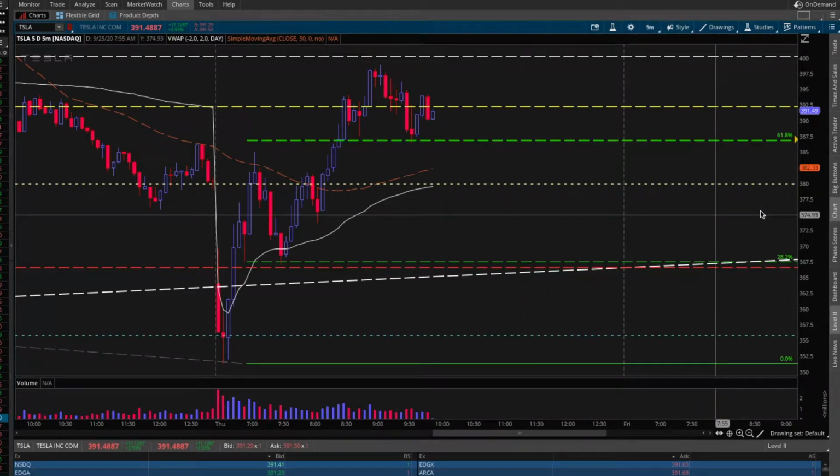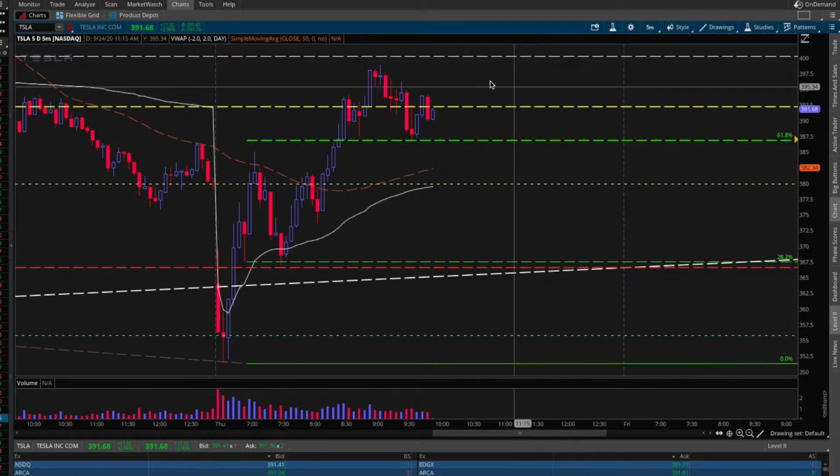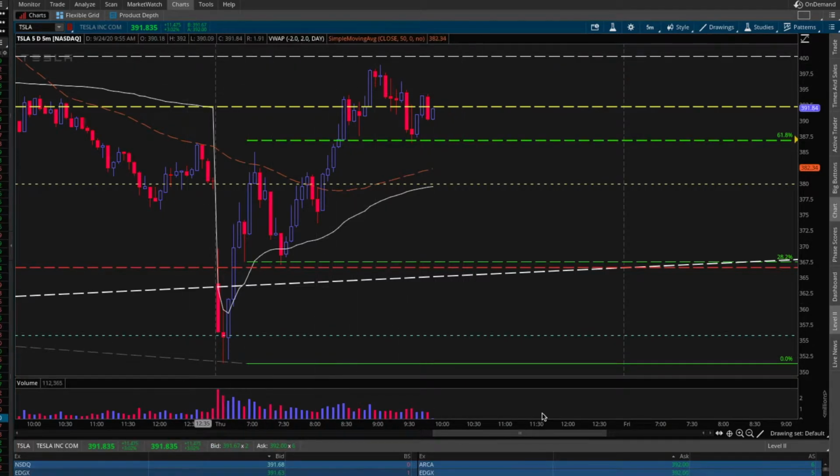Okay guys, today we're going to go over a couple of ways you could have played Tesla. This is the intraday 5-minute chart. And I'll show you what I would have been looking for an entry. First of all, I want to look for our downward swings to be getting smaller. And then I want to look for a higher low.